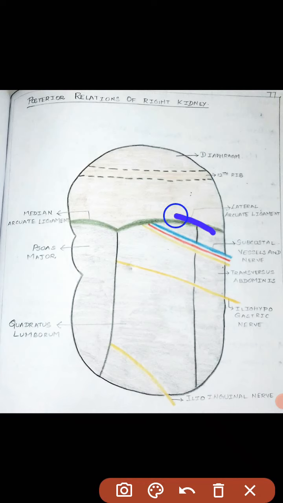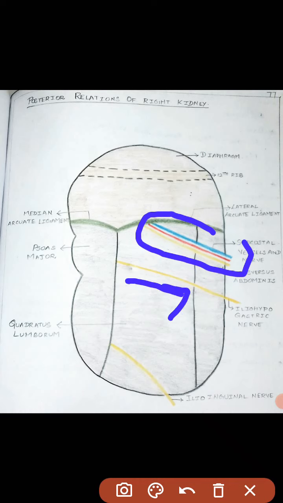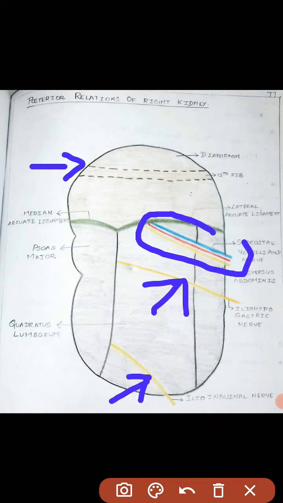These are the subcostal vessels and nerves. This is the ilioinguinal nerve. Sorry, this is the iliohypogastric nerve and this is the ilioinguinal nerve. These are the posterior relations which are common for both the kidneys. But the right kidney is only related to the 12th rib, whereas the posterior surface of the left kidney is related to both the 11th and 12th rib.